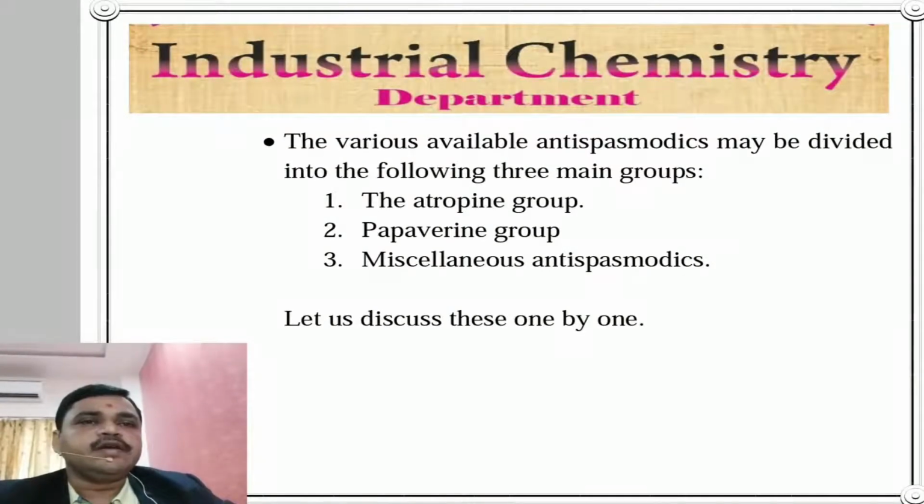The various available antispasmodics may be divided into the following three main groups. Number one, the atropine group. Number two, the papaverine group. And number three, miscellaneous antispasmodics. So we discuss these one by one. All three groups we discuss in this lecture.